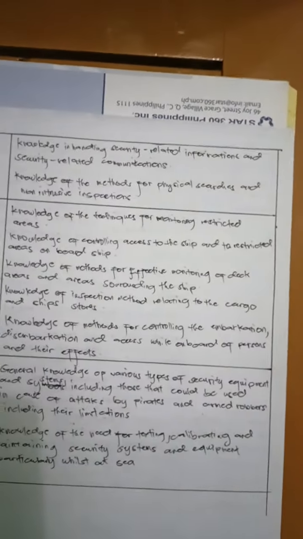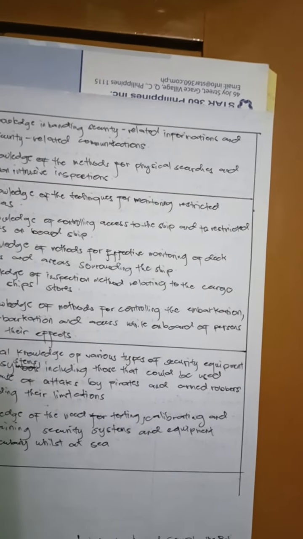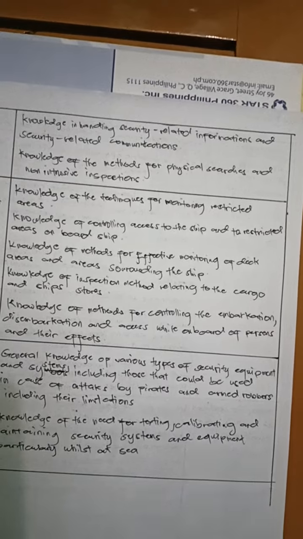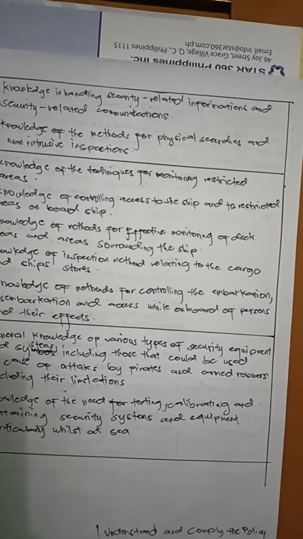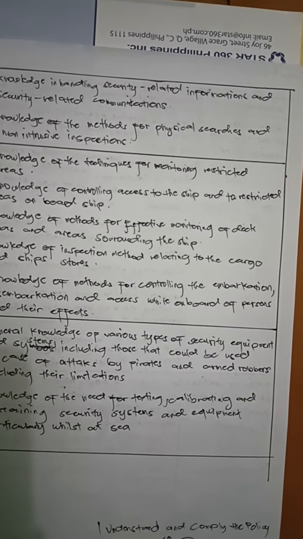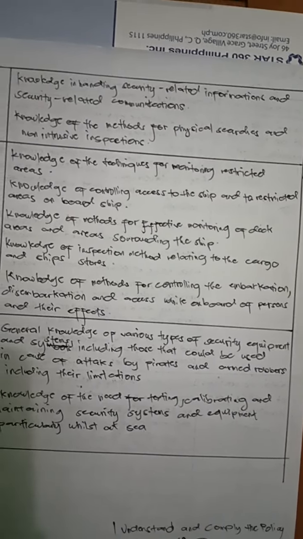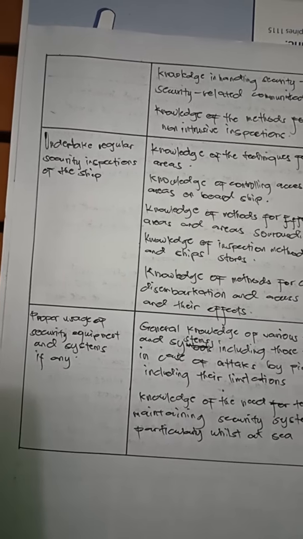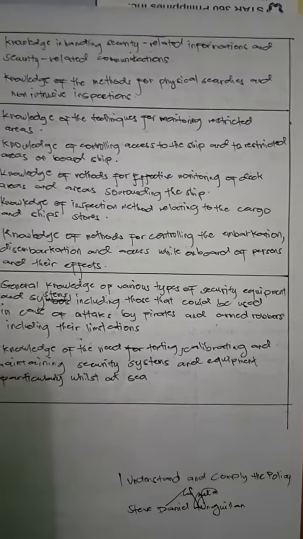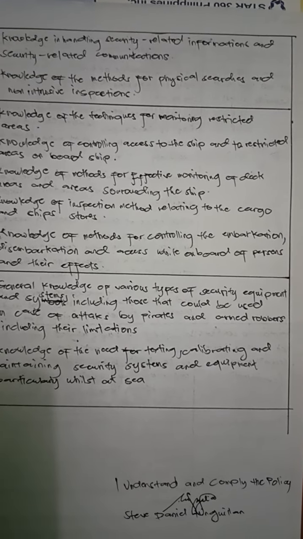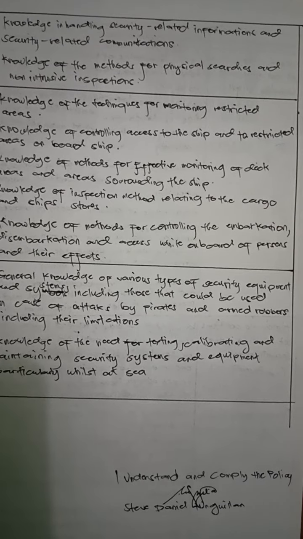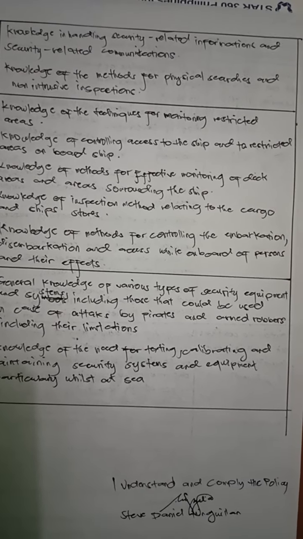And in continuation, we have here the knowledge in handling security-related information and security-related communications. Knowledge of the methods for physical searches and non-intrusive inspections. So next, we have here the undertake regular security inspections of the ship. Knowledge of the techniques for monitoring restricted areas. Knowledge of controlling access to the ship and restricted areas on board ship.